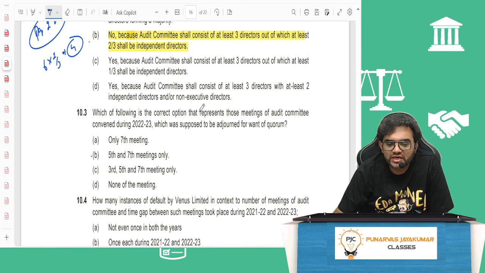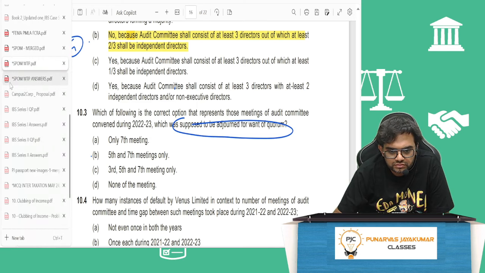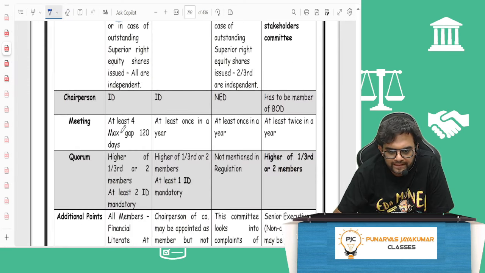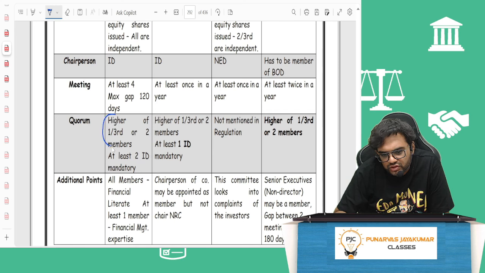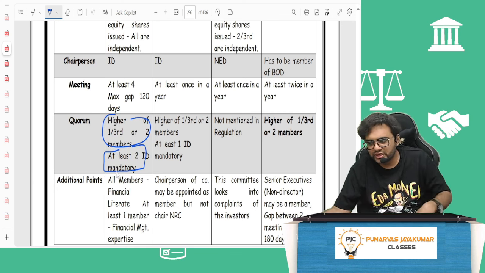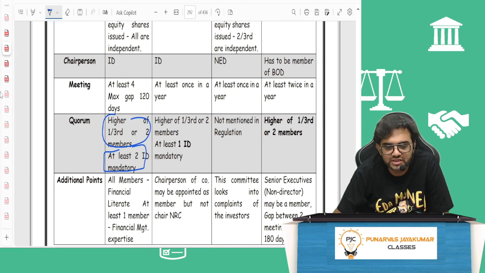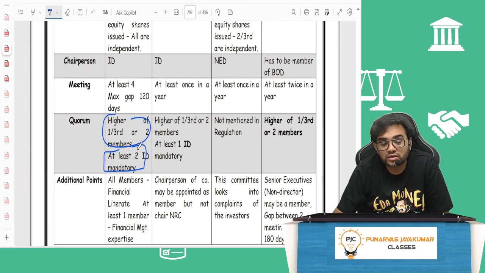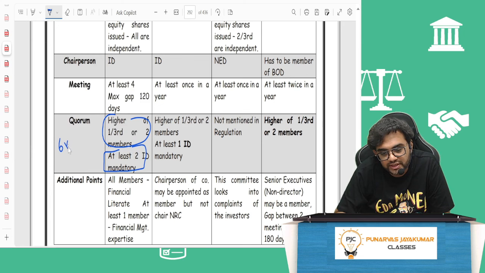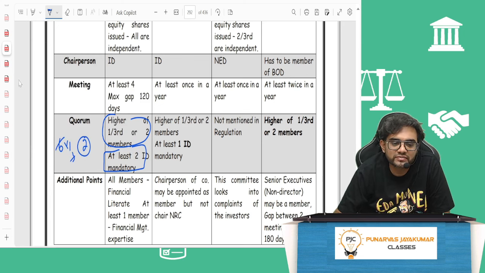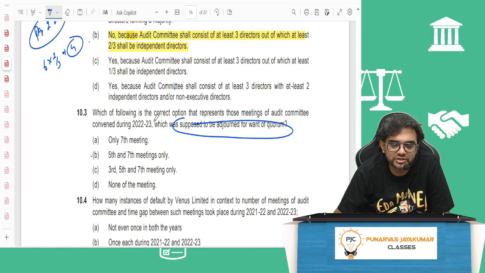Which of the following is the correct option that represents those meetings which were supposed to be adjourned for want of quorum? Higher of 1/3 or 2 members, at least 2 independent directors are mandatory. At least 2 independent directors are mandatory as far as quorum is concerned. If 2 independent directors are not there, there is no quorum. So if there are 6 people, 6 by 3, that should be 2 only. And both should be what? Independent directors. Which means at least 2 should be there in this particular question.